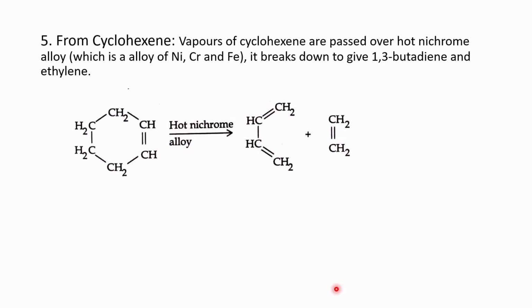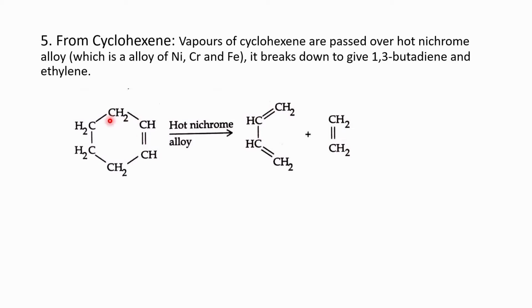Then the last preparation is from cyclohexene. This is cyclohexene. Cyclo means this is a cyclic compound and hexene means this has 6 carbons with one double bond. Therefore, it is called cyclohexene.